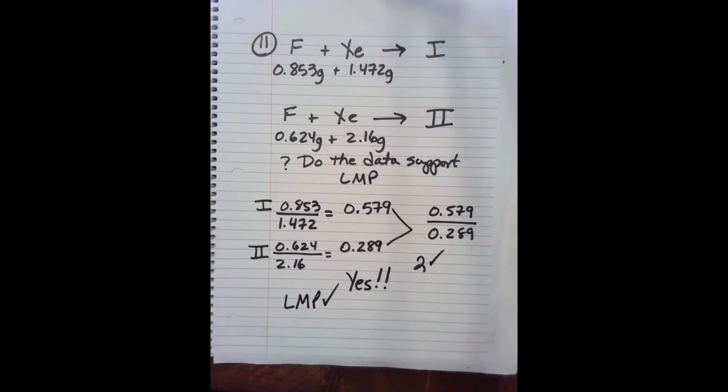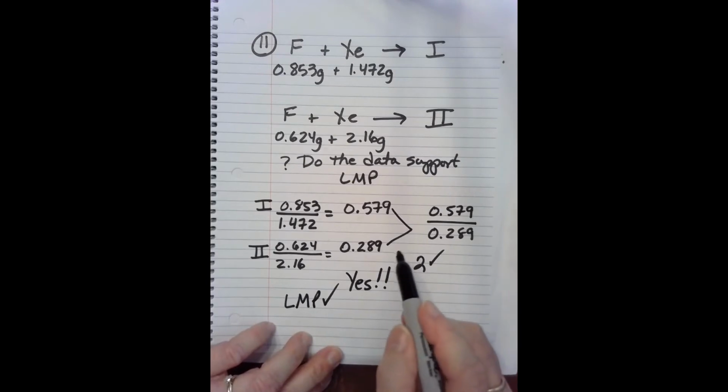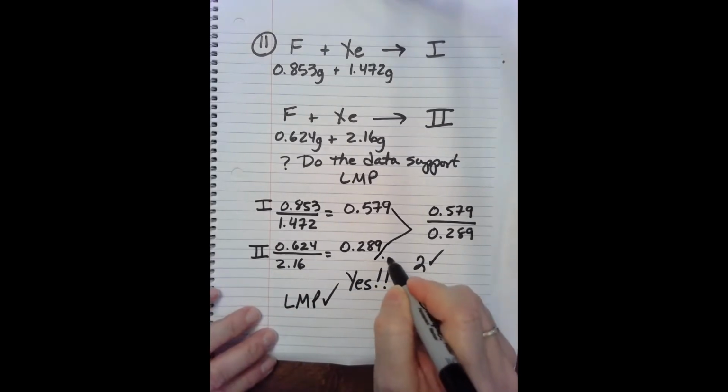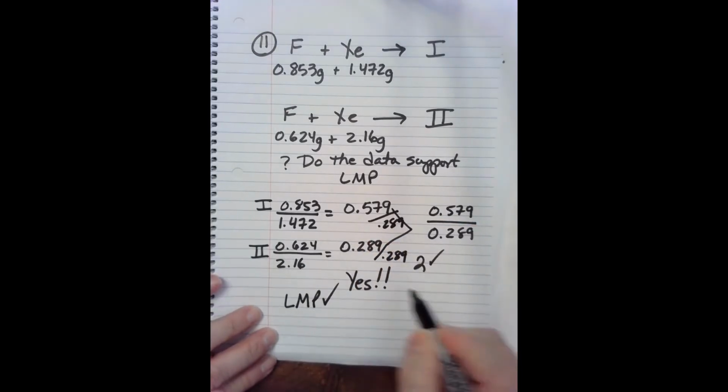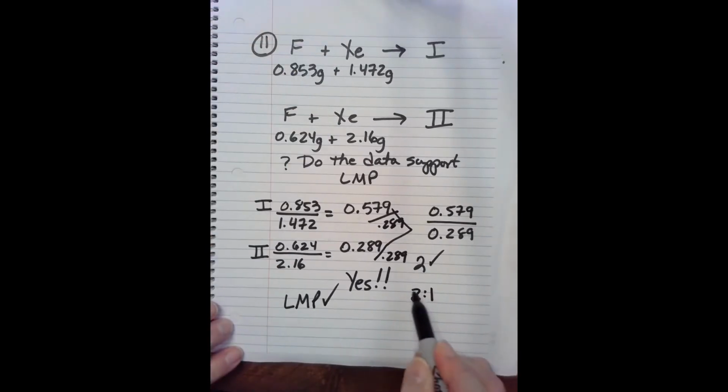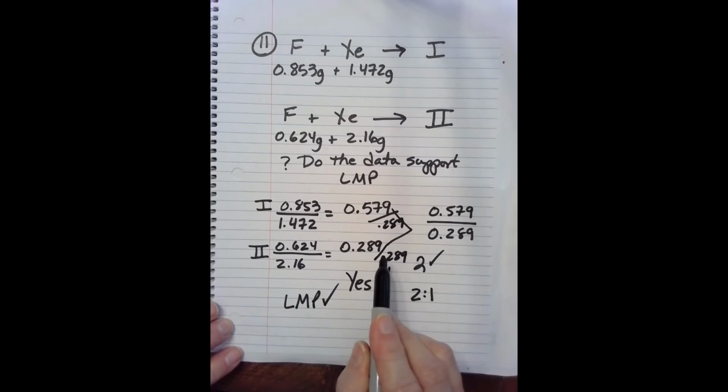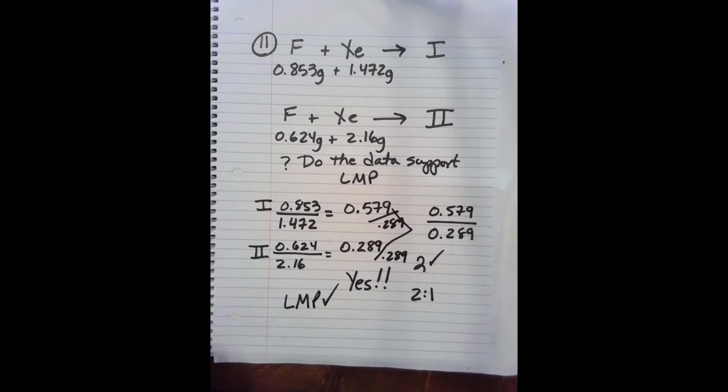I would say that the ratio is this. Since I was dividing by 0.289 in both cases, this ratio would be 2 to 1 for the xenon. That's why we choose to divide by the smallest one, so we get a 1 for one of our numbers. I kind of smushed that together there, but that's what we're doing. All right, yay! That's another one of those. Let's go on to question number 12.